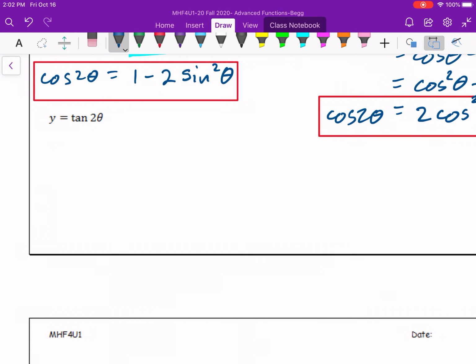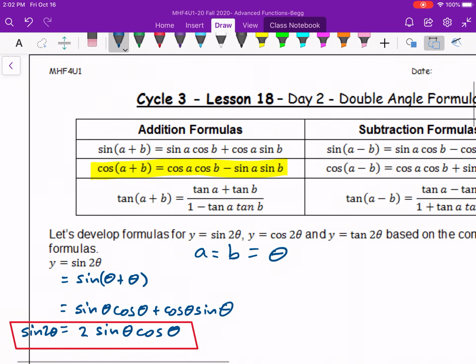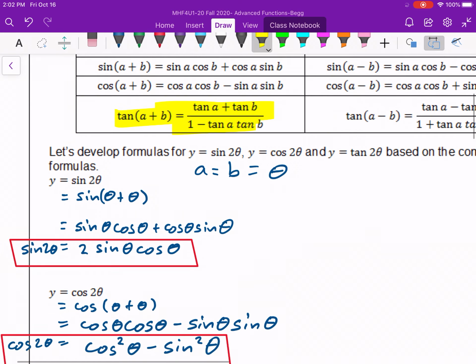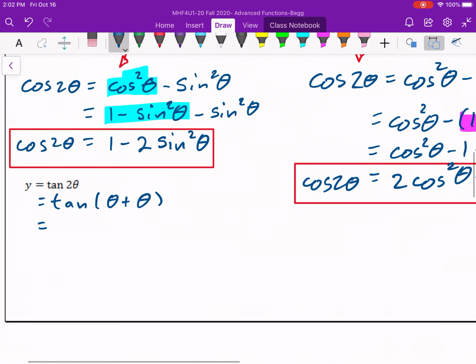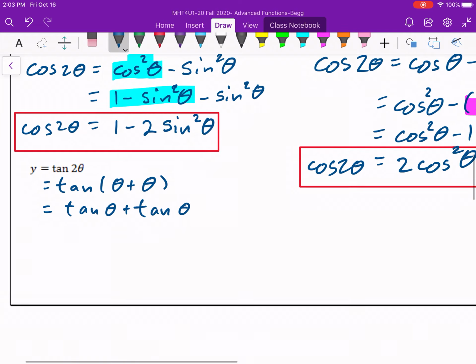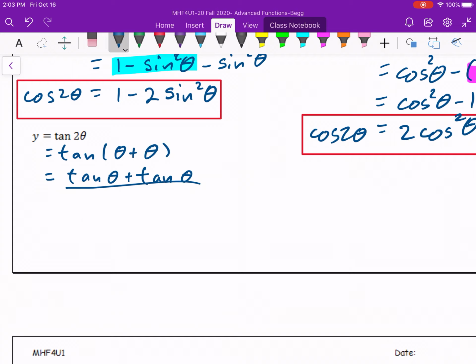As far as tangent goes, again we can think of this as tan theta plus theta. That means if we go back to this formula up here, we're going to use this version, tan A plus tan B over 1 minus tan A tan B. But now we have tan theta plus tan theta over 1 minus tan theta times tan theta.